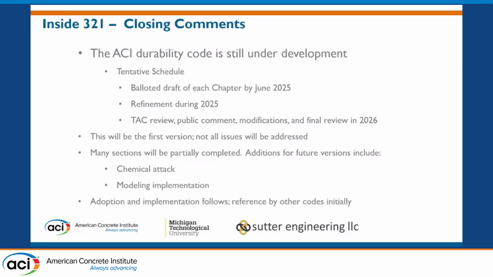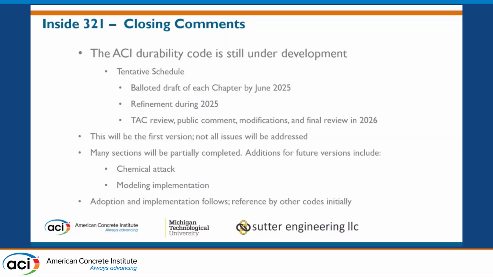So the code is still under development, obviously. Our tentative schedule is to have every chapter balloted by June 2025. We have balloted every chapter once except for the construction chapter, and after this meeting we should be in a position to ballot the construction chapter. At that point we'll have balloted every chapter once. Many of these chapters we've balloted more than once. As I said, chapter 6 on exposure categories has been finalized and is in the can.